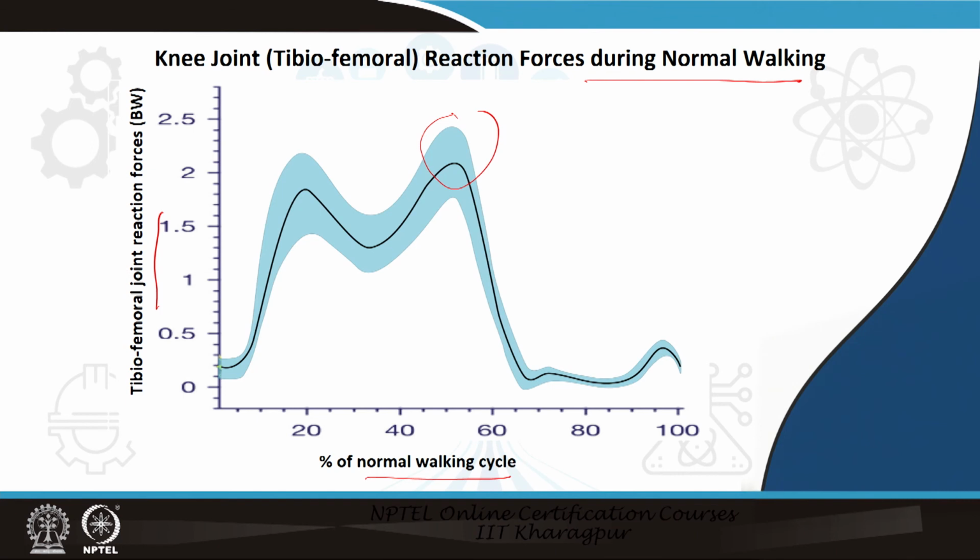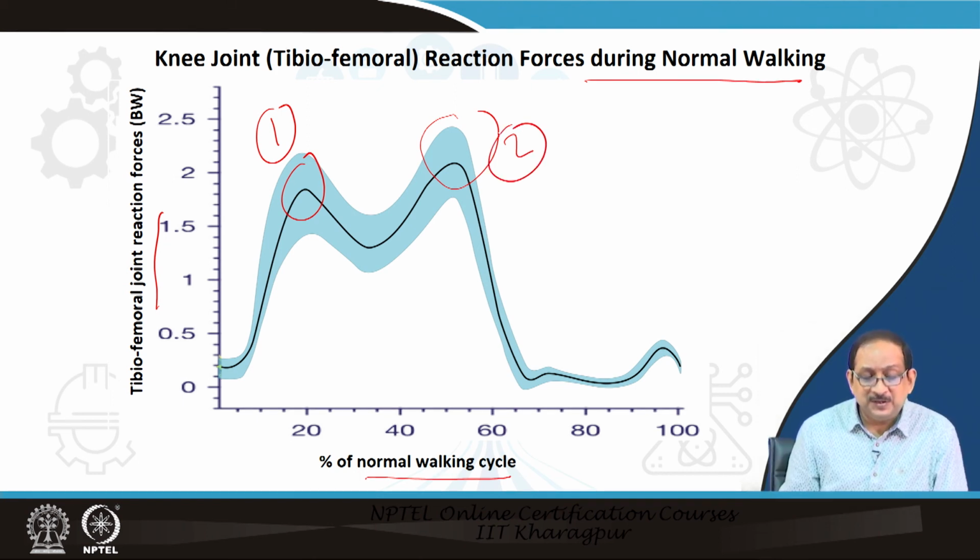The first peak normally occurs at 18% of the gait cycle. The second peak normally occurs at 57% of the gait cycle. The magnitude of the two peaks is approximately similar and has been reported to be around 2 times body weight, 200% body weight for the first peak, and around 240% of body weight, or 2.4 times body weight, for the second peak.